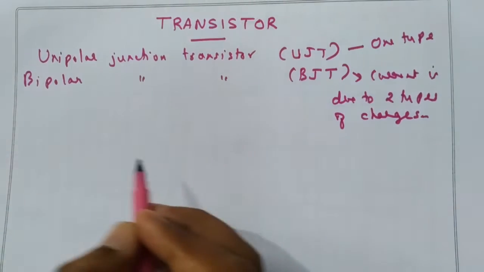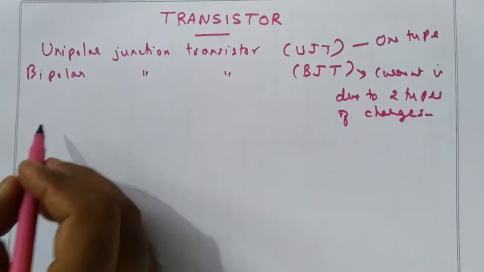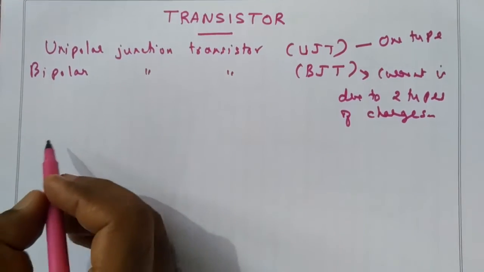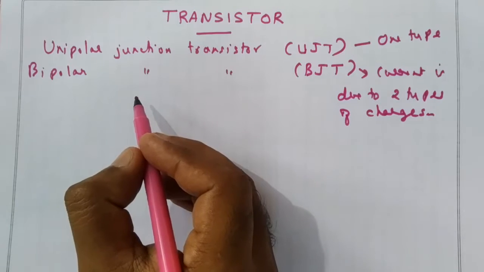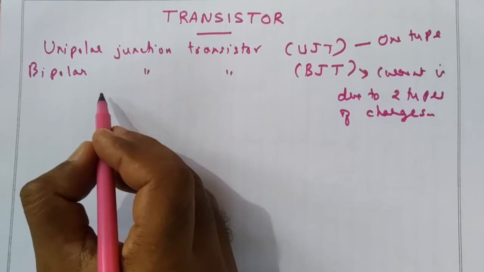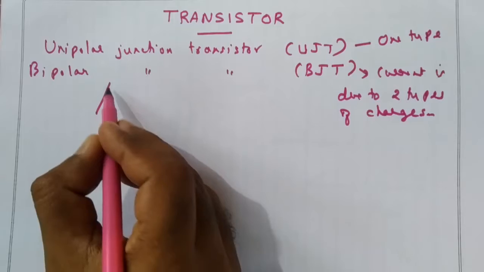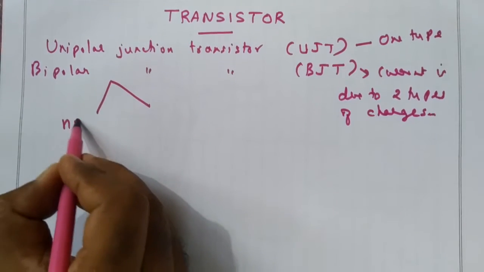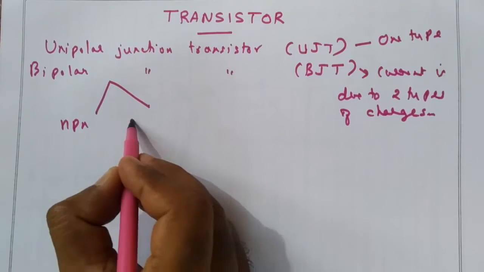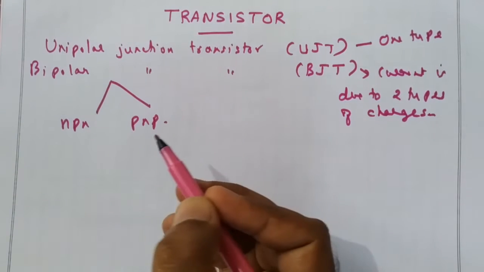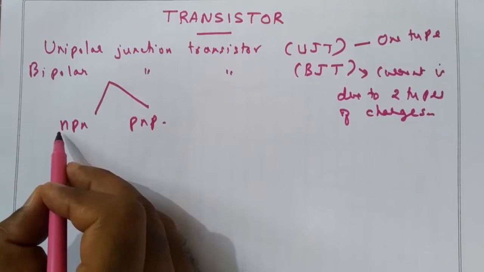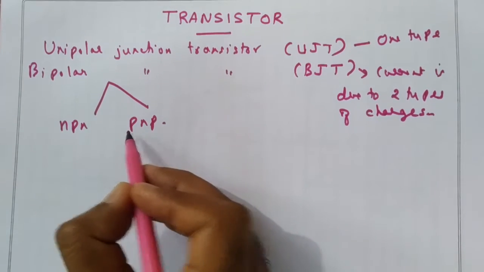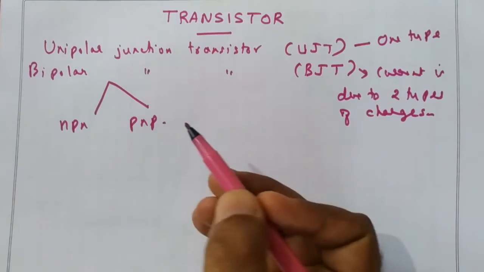Now, in a bipolar junction transistor, you can treat a bipolar junction transistor as two diodes connected back to back. There are two types of bipolar junction transistors. One is called NPN transistor and second one is PNP transistor. A bipolar junction transistor consists of three regions, N, P, N. Here P, N and P region.